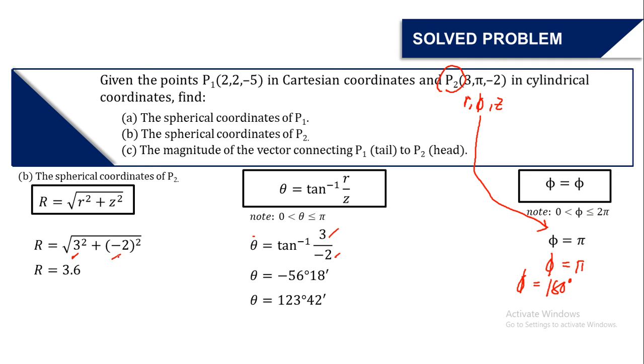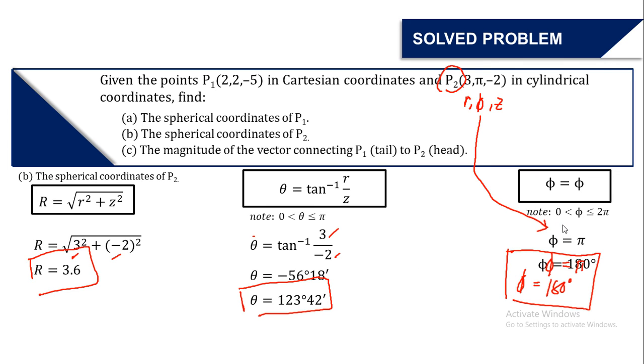Okay? So, we now have yung ating mga coordinates, 3.6, 123, and then we have 180 degrees. Therefore, yung ating P2 is now equal to 3.6, 123 degrees and 42, and then 180 degrees. Okay?